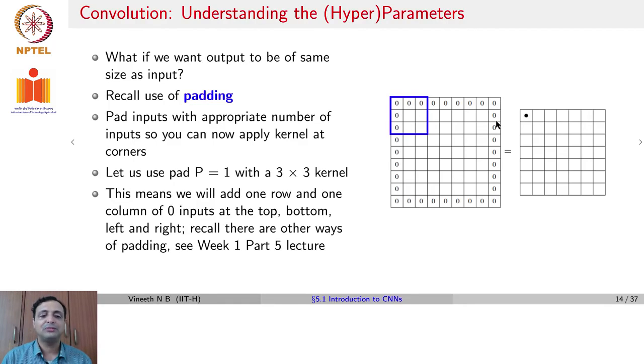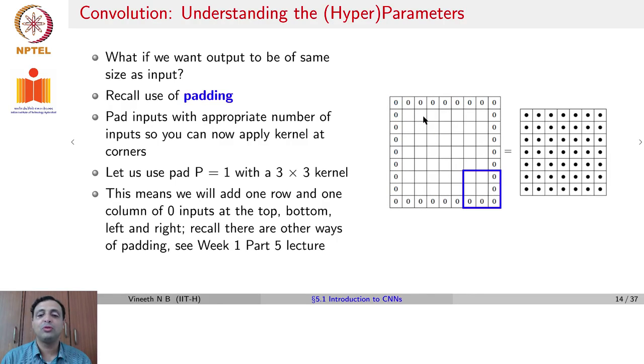Now you would have something like this. So your 7 by 7 becomes a 9 by 9. And now you can place your kernel even at the corners as you convolve your 3x3 filter on this image, and your output remains 7x7 as your input image.